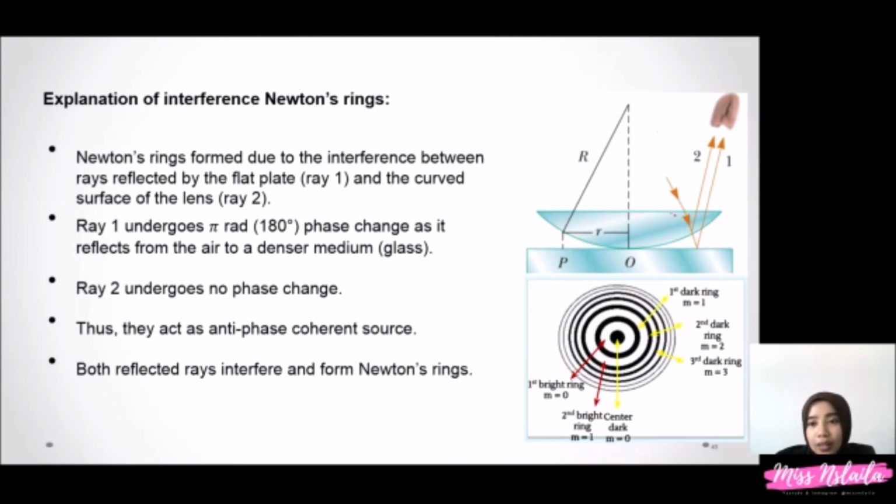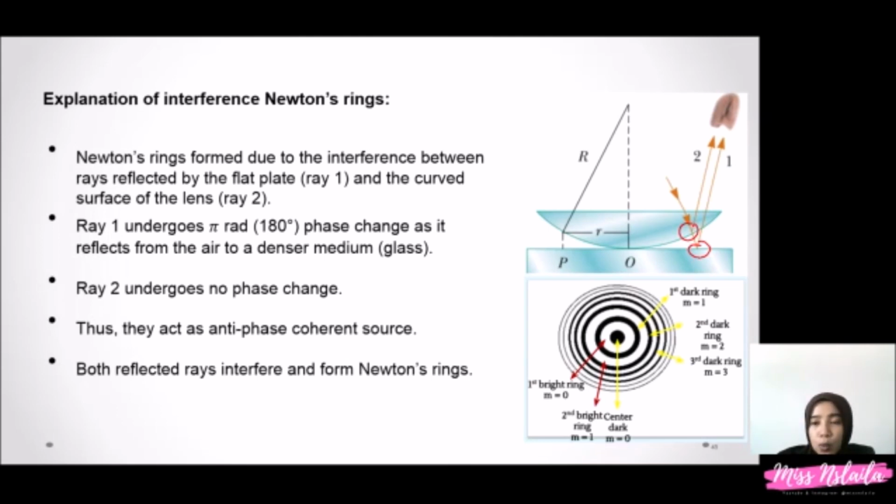The incident light will enter this glass and be reflected at this point to produce ray 2. During this reflection, there will be no phase change because it is from a denser to a less dense medium. Next, part of the light ray will enter this air wedge, the air space here, and be reflected at this point. So the reflection is from a less dense medium, from the air into the glass, to form ray 1. So here there will be a phase change.